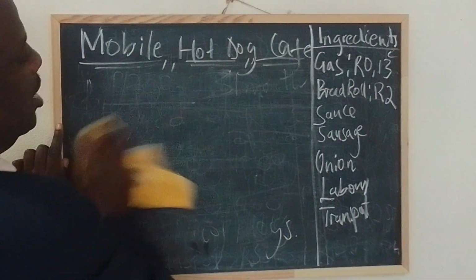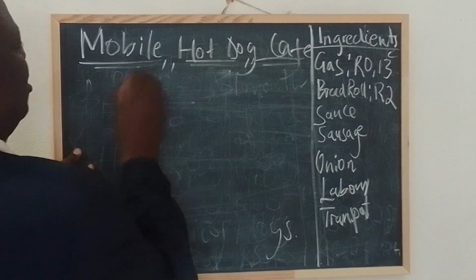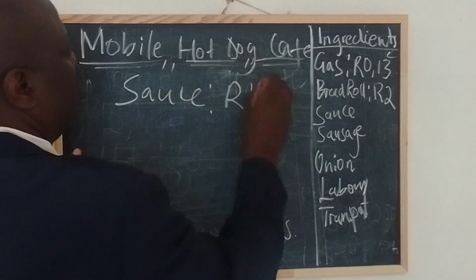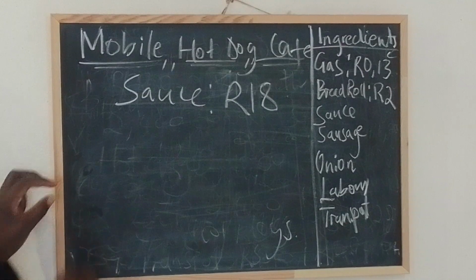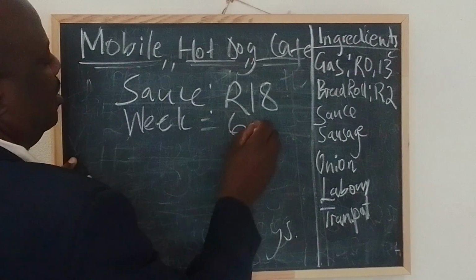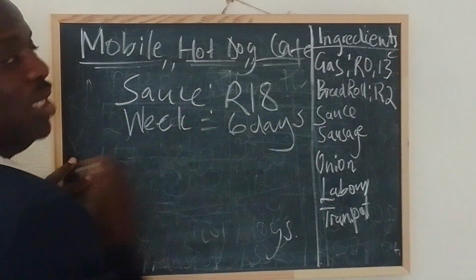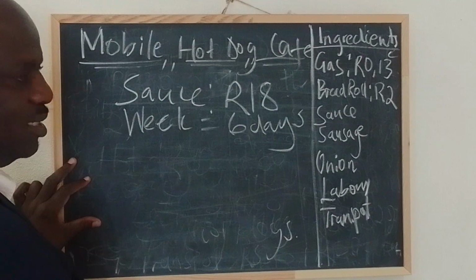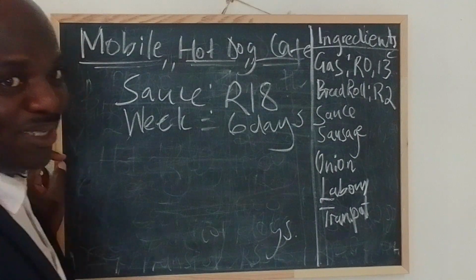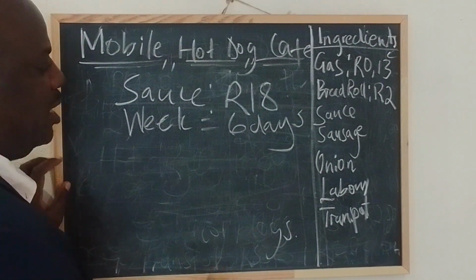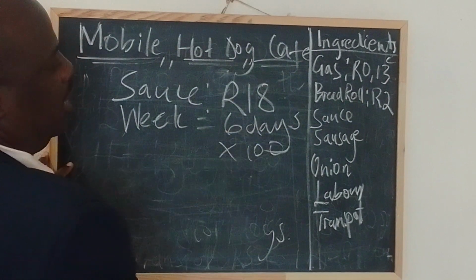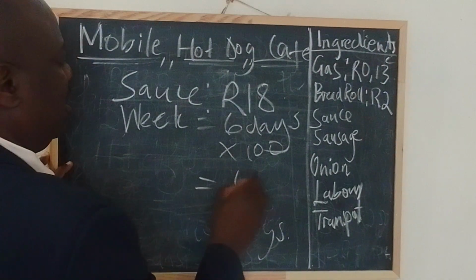Now, let's look at the sauce. Let's say we are buying our sauce for 18 rands, and we use it up in a week. This is 6 days. How many hot dogs are we making in 6 days? On a daily basis, we're making an average of 100. You are not going to guess, because you know how much you make and sell. You are keeping the records. So 6 by 100 gives us 600.